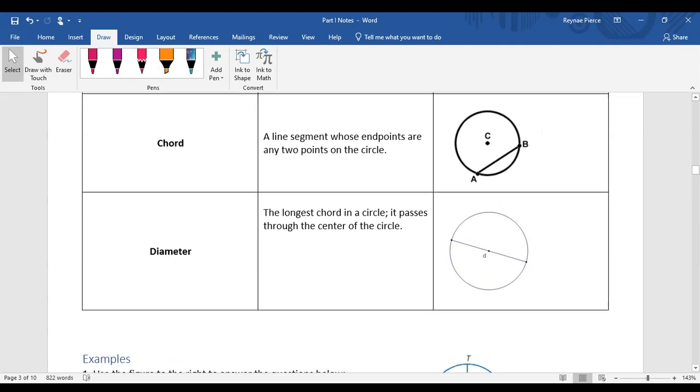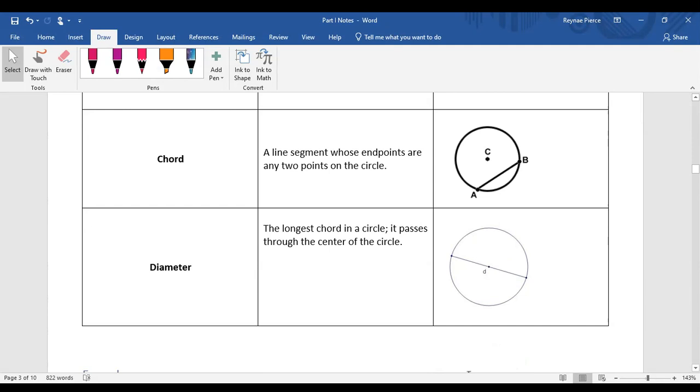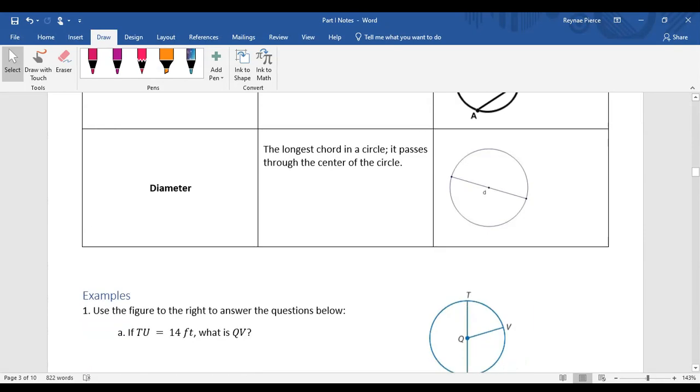is called the diameter. Okay, and notice the radius goes from the center to any point on the circle. It's like halfway across the circle. The diameter goes all the way across the circle through the center and cuts the circle in half. Okay.